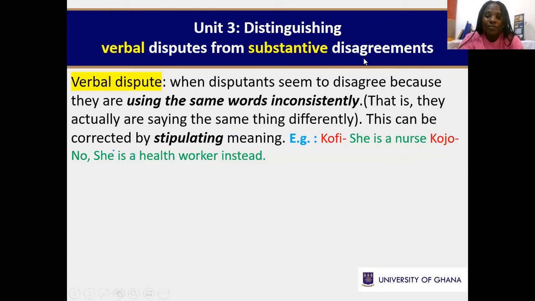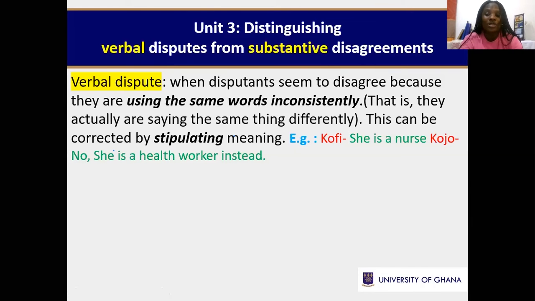So look at the example here. She is a nurse, says Kofi. Then Kojo comes in and says, no, she's not a nurse. So you're expecting him to give a different view. Then he says, she is a health worker. That is not a disagreement. That is a verbal dispute. It's a language issue. Someone just has to tell the two of them that you don't have to kill yourselves over this. A nurse is actually a health worker.